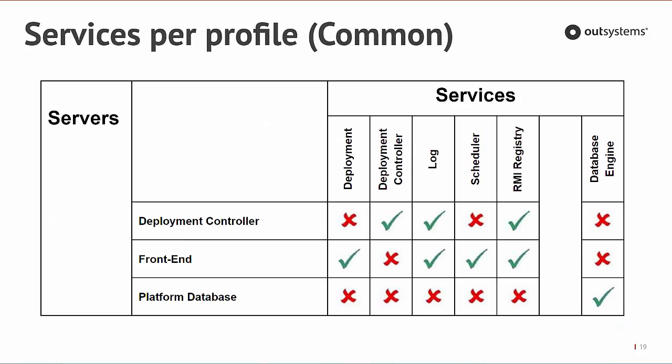So this is a fairly simple grid showing what services are required for each of the profiles. We have 3 profiles: deployment controller, front end, and platform database, and we have 5 services plus the database engine here. This is basically a roundup of the previous slides.